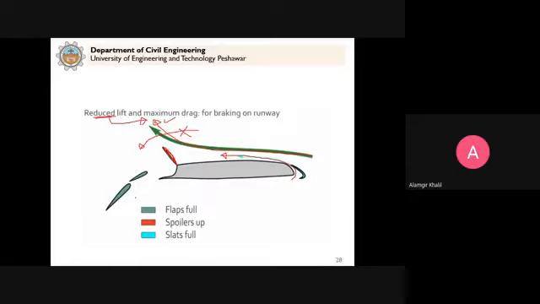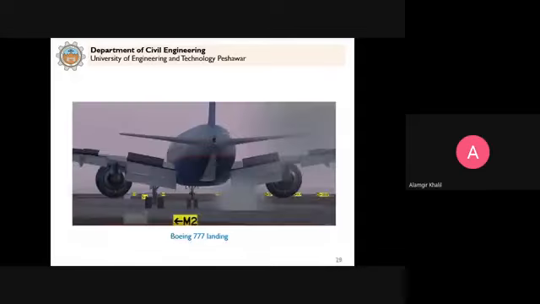And when the flaps are down, this will increase maximum drag. So during landing, these flaps are extended down and spoilers are moved up. It will result in reduced lift and maximum drag. And this is what we observe during landing. When the aeroplane lands, you see the spoilers are moved up to minimize the lift force, since we don't need to move up. And the flaps are extended down to increase the drag force so that the aeroplane can stop as much as possible in a short time.